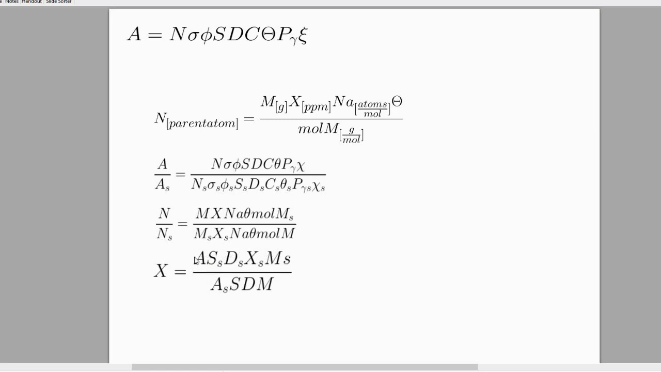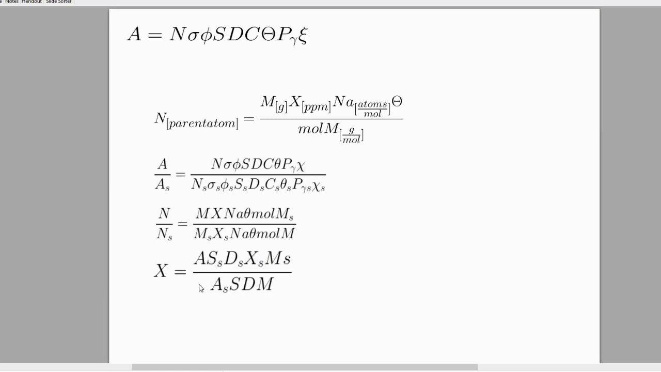So activity of our sample over our activity of the standard, times the ratio of our saturation coefficients, times the ratio of our decay coefficients, times the ratio of our masses for our samples, times the concentration of the standard, should give you the concentration of the sample in parts per million, assuming this value, the concentration of your standard, was in parts per million.